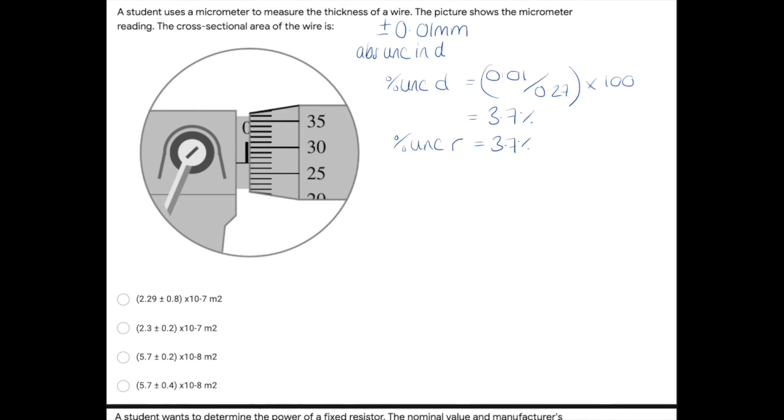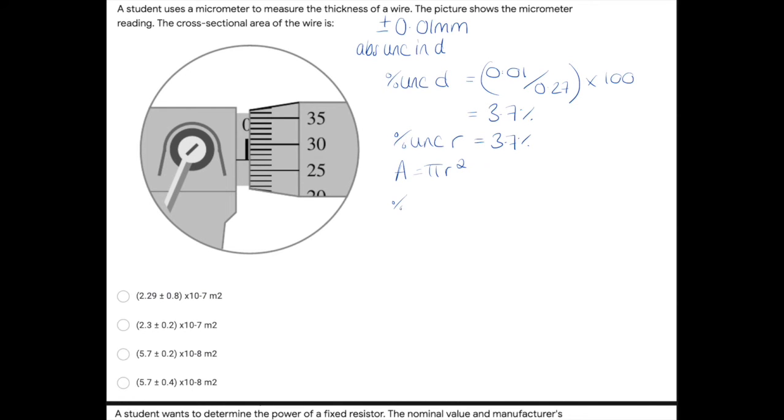But we have been asked to look at the area, and we know that area is pi r squared. So whilst the percentage uncertainty in R is 3.7%, the total percentage uncertainty in our value for A is going to be 2 times that. So that's going to be 7.4% because we have squared the R. So we've got the 3.7% uncertainty plus an additional 3.7% uncertainty. So our total percentage uncertainty in A will be 7.4%.